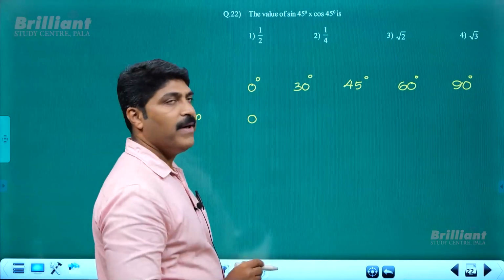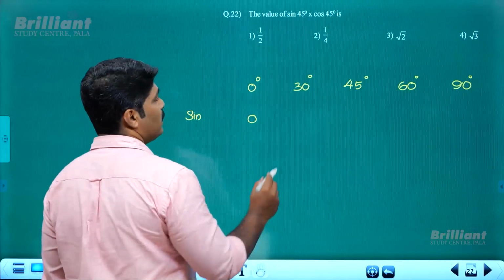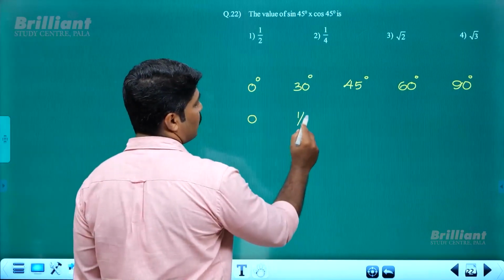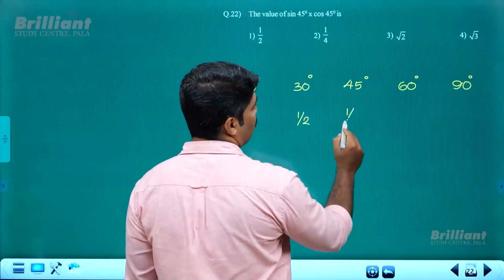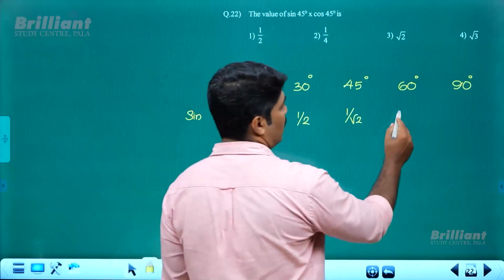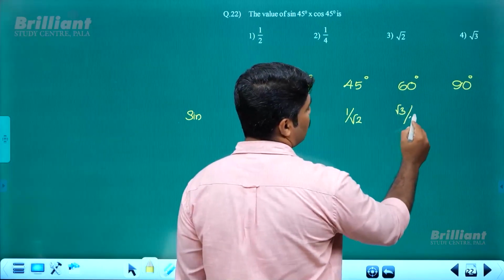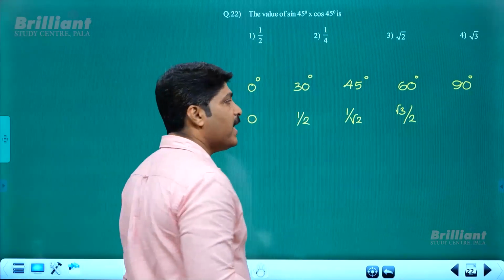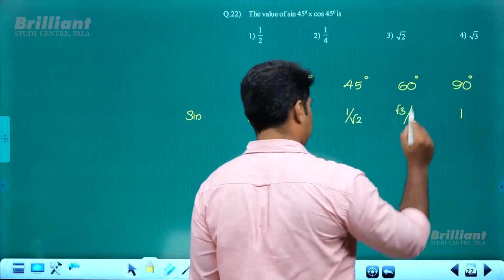For recalling the values here, what do you have to consider? Sine 30 is equal to 1 by 2. Sine 45 is 1 by root 2. What about sine 60? That is root 3 by 2. And the last one, sine 90, that's equal to 1.